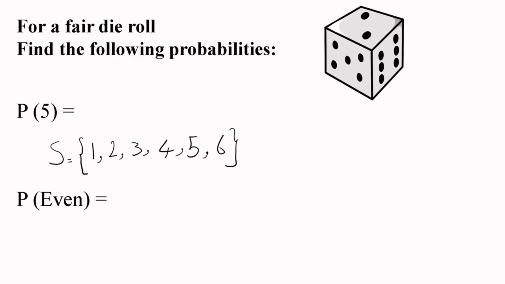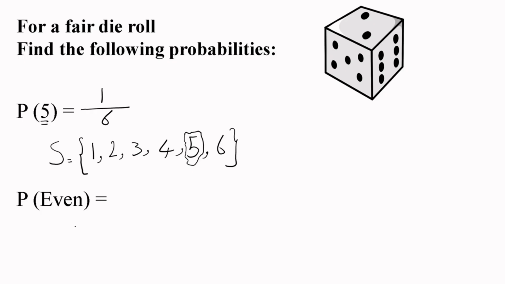Can you please tell me which outcome is favorable? As you can see, I want to find the probability of 5. So only this one is gonna be the favorable outcome. So how many favorable outcomes do I have? 1, as you can see. And how many possible outcomes do I have? 1, 2, 3, 4, 5, 6. So 1 over 6 is gonna be the theoretical probability of 5.